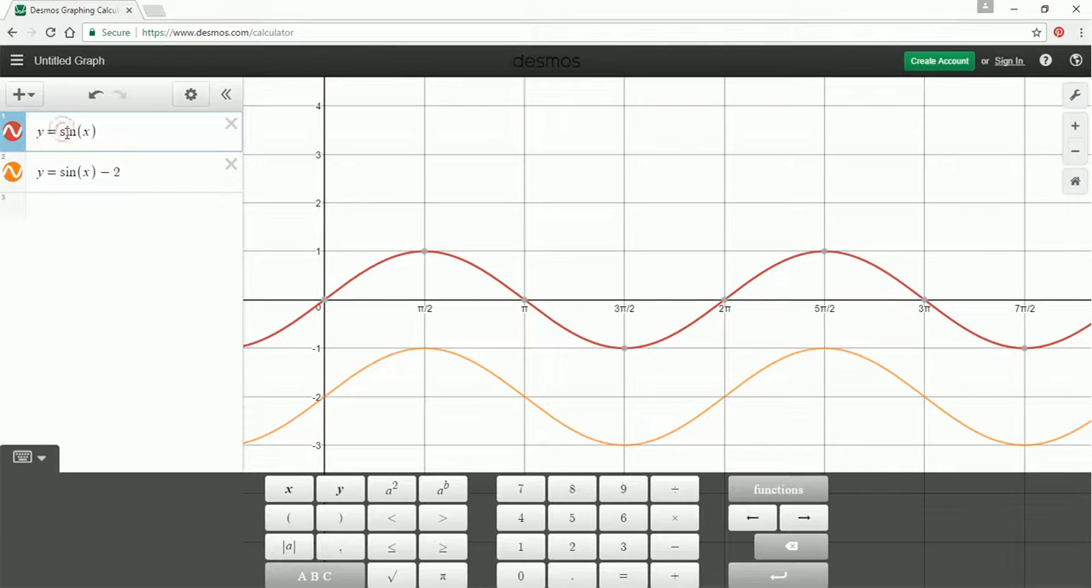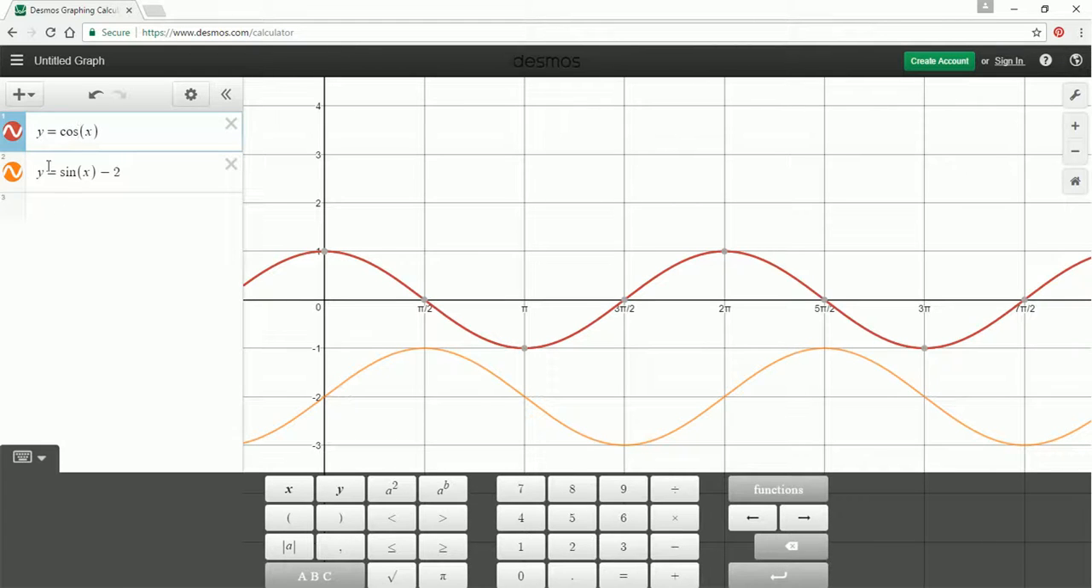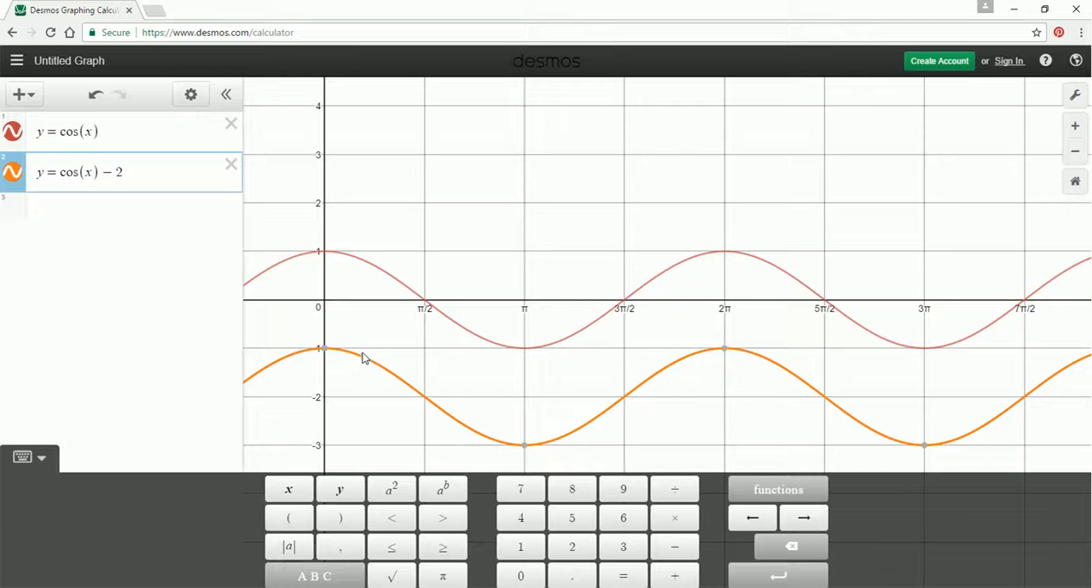And it wouldn't matter what function you did here. We could change this to cosine, and then change this also to cosine, and you see it's the same idea. The graph looks a little bit different because it's cosine now instead of sine, but it still does the same thing. We have negative 2 as a shift down.